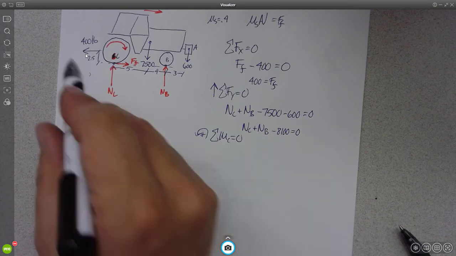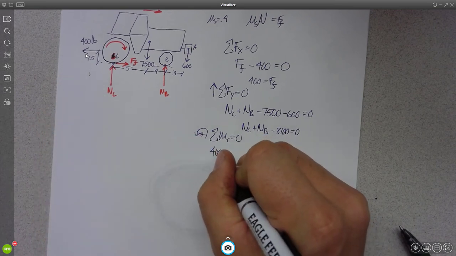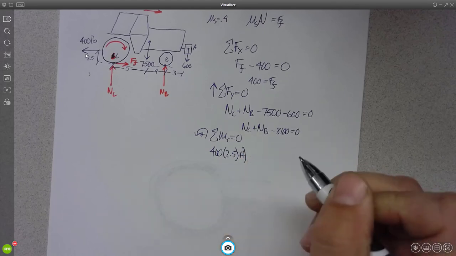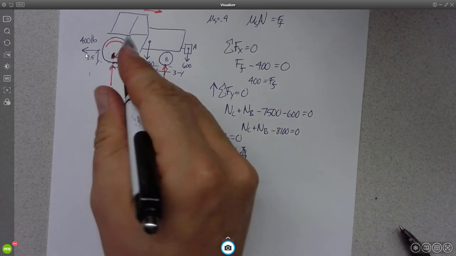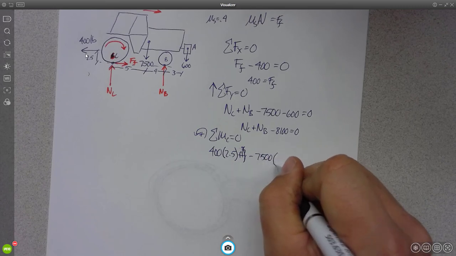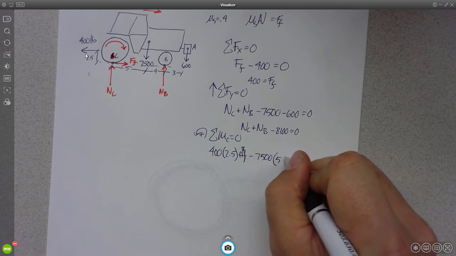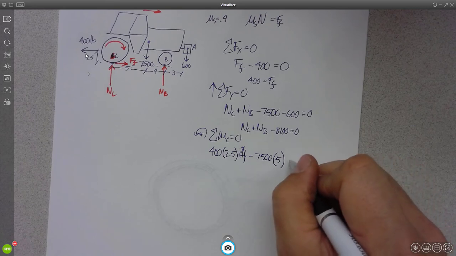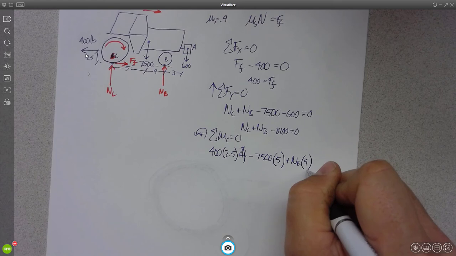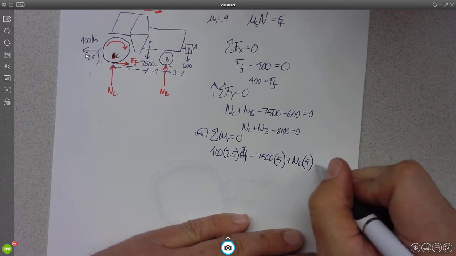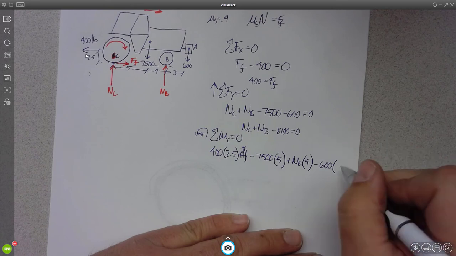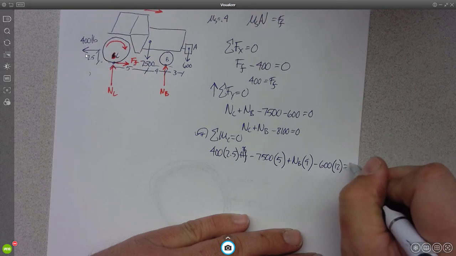So if I sum the moments about C, it looks like I've got 400 pounds times 2.5 feet, minus 7,500 pounds times 5 feet, plus normal at B times 9 feet, minus 600 times 12 feet equals 0.